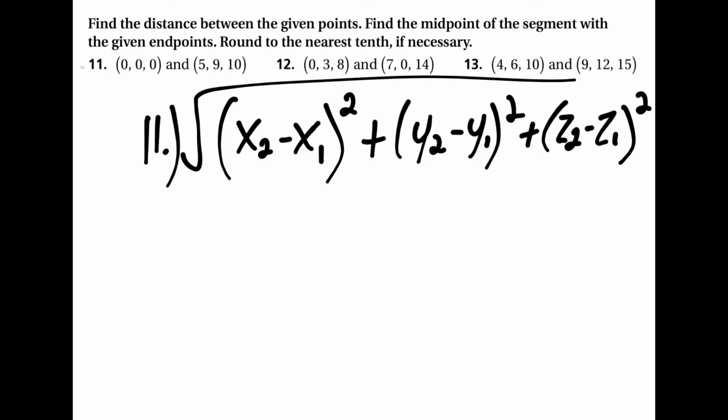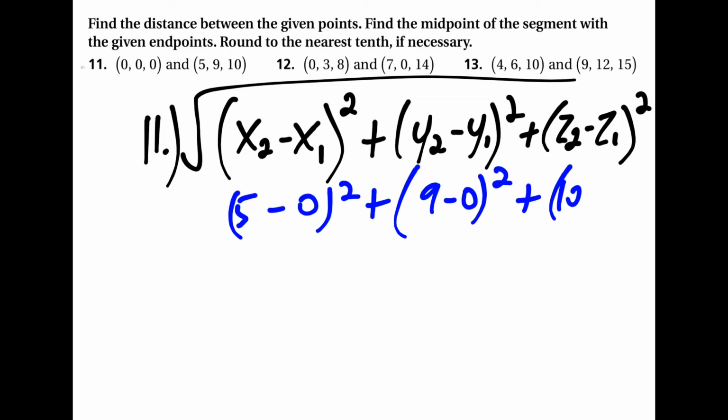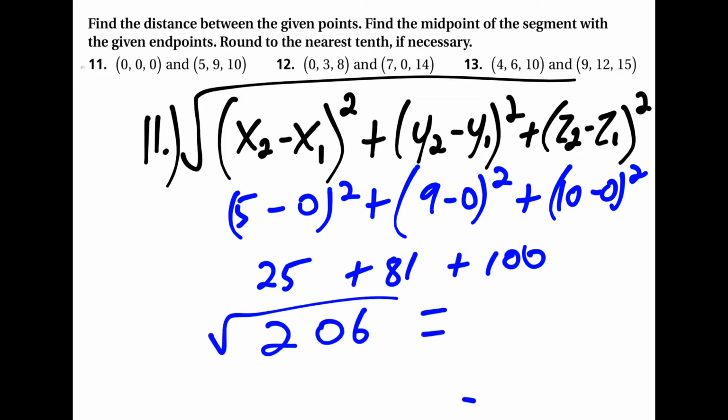So for number 11, this is our formula, and we can plug in 5 minus 0 squared plus 9 minus 0 squared plus 10 minus 0 squared, plus, no more pluses there. So this becomes 25 plus 81 plus 100. When you take the square root of 206, you get 14.3527, so on and so forth. They want you to round to the nearest tenth, so this becomes 14.4.